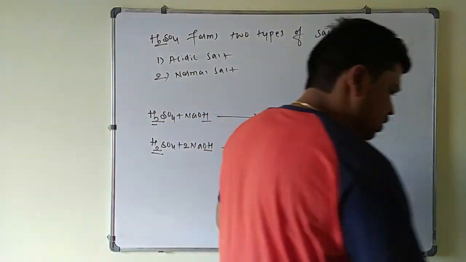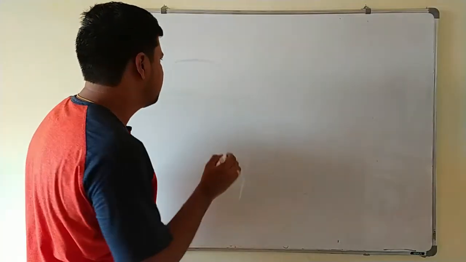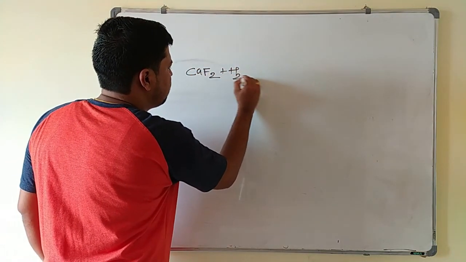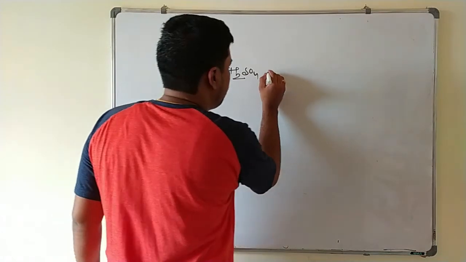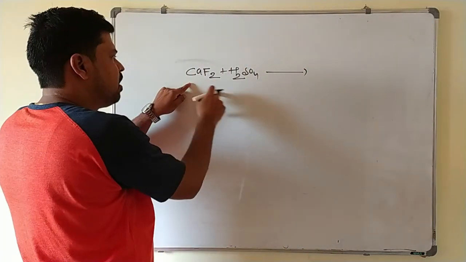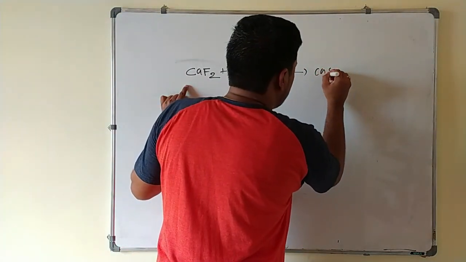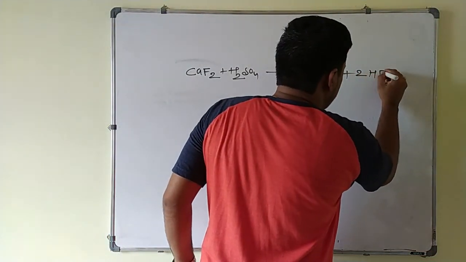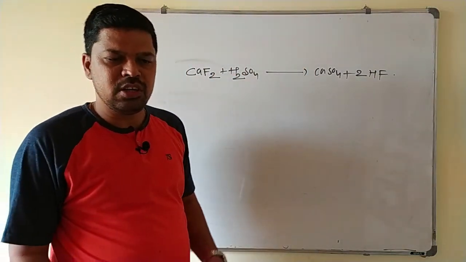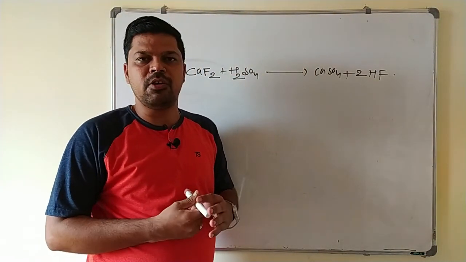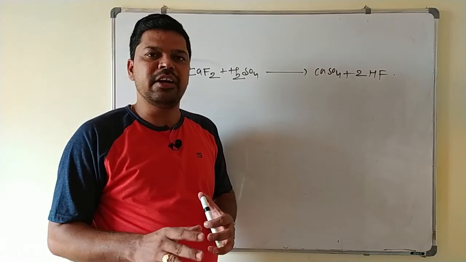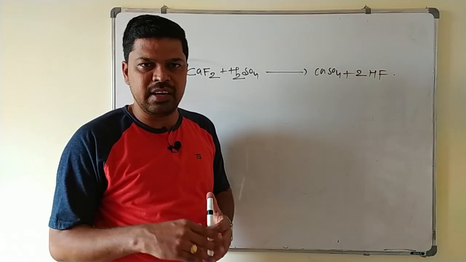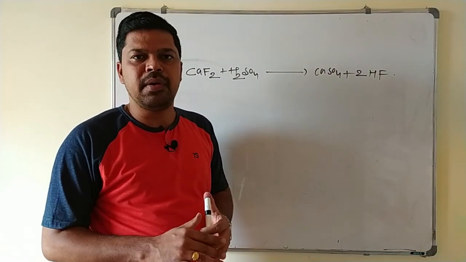The last reaction of H2SO4 is the reaction of calcium fluoride with H2SO4, so that calcium combines with sulfate ion to form calcium sulfate, and 2 hydrogen combine with 2 fluorine to form 2 HF. So this covers the oxoacids of sulfur, preparation of H2SO4 by the contact process, and properties of H2SO4, the oxidizing property as well as its affinity towards water, that is the dehydrating property. This completes group 16.